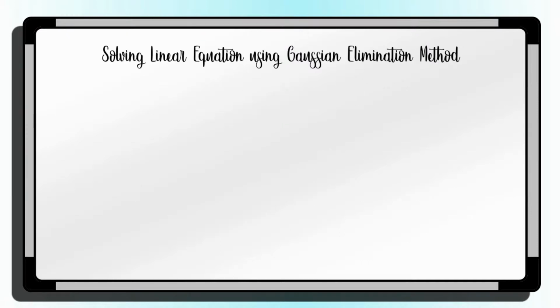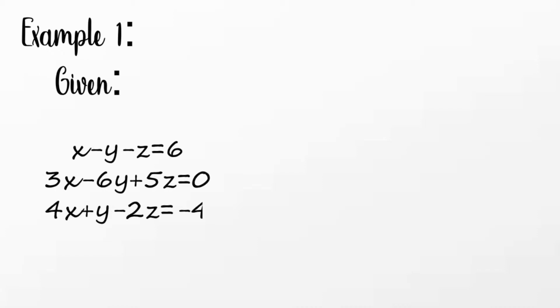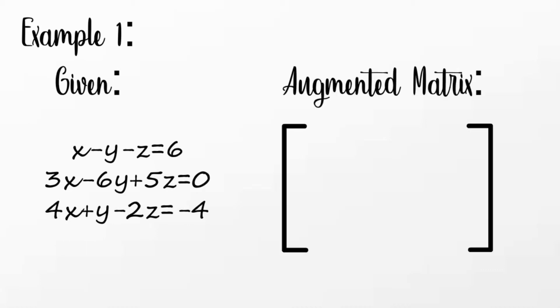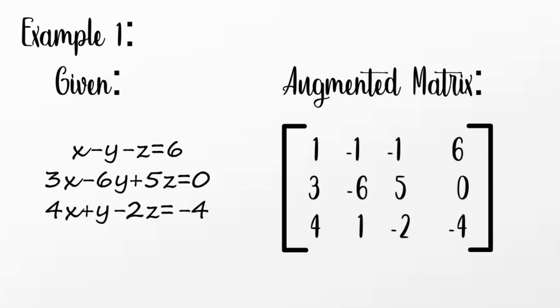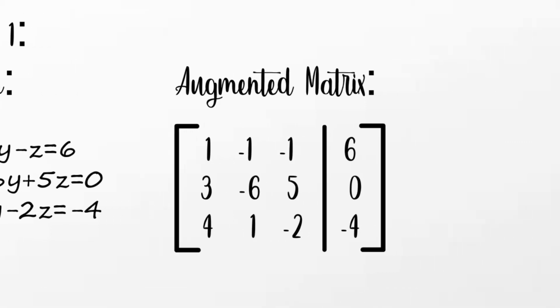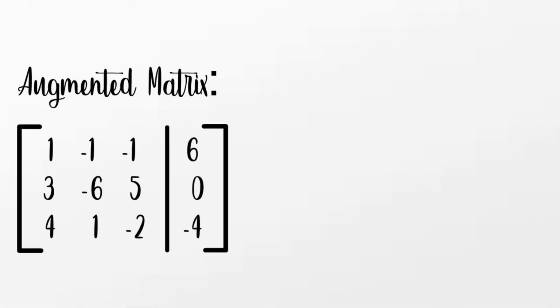I will give you some examples to give you an idea of solving linear equations using the Gaussian elimination method. Example number 1. Convert the given linear equation to an augmented matrix. Now we will proceed in transforming the augmented matrix to REF.